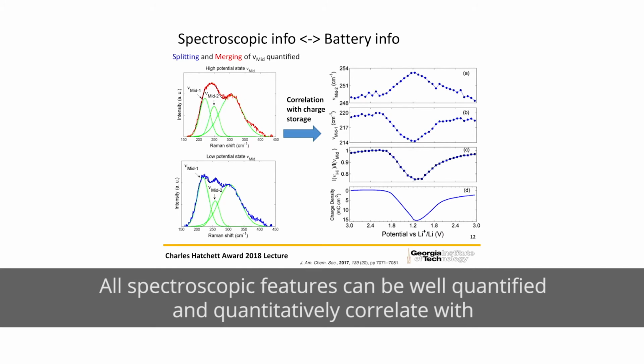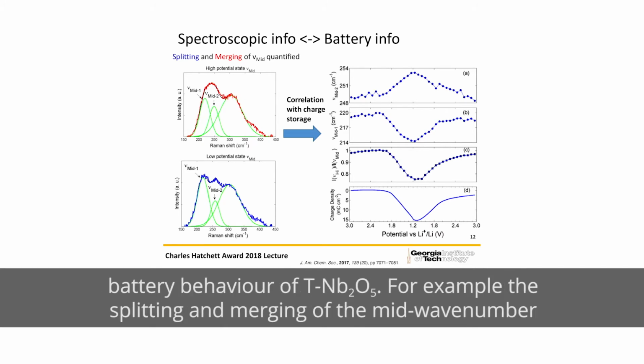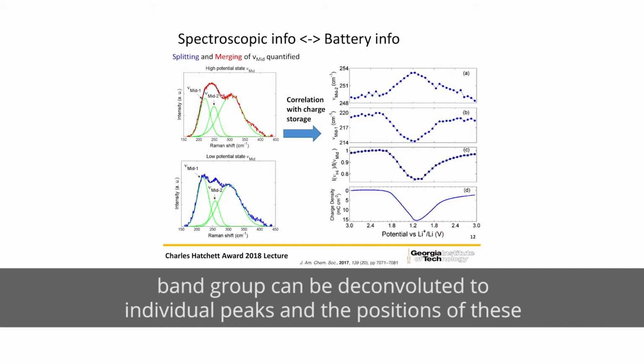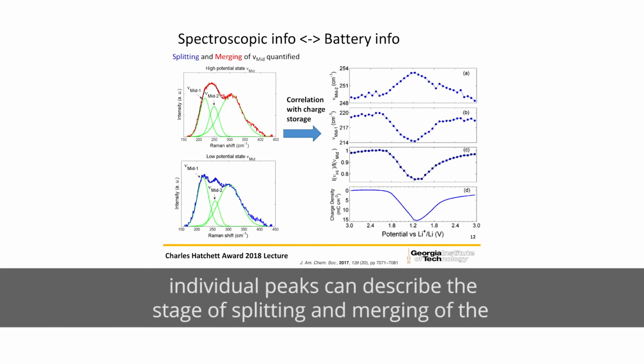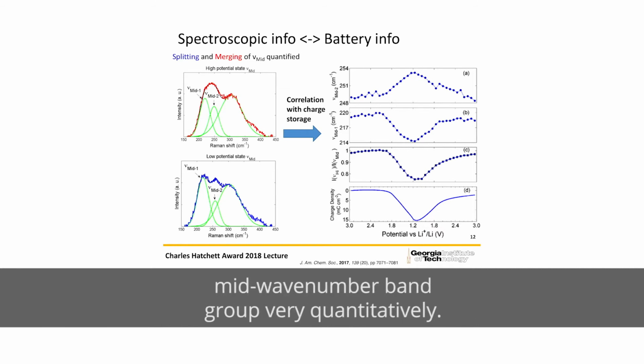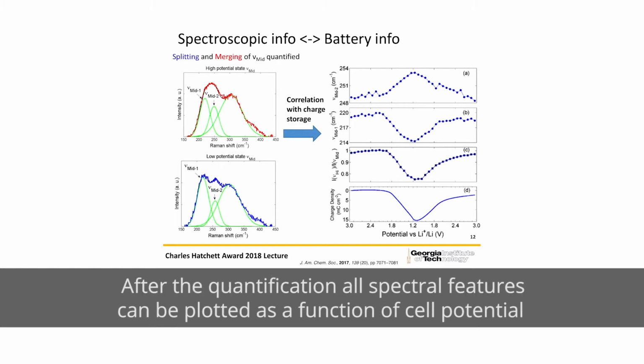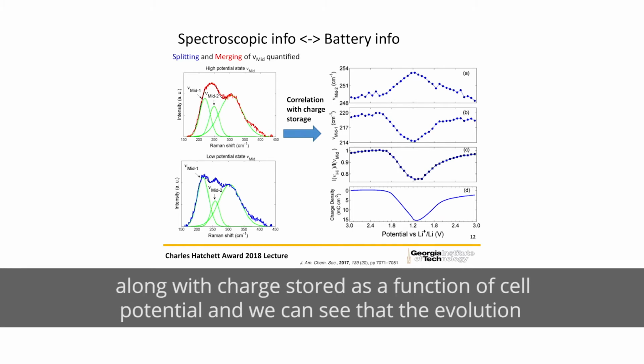All spectroscopic features can be well quantified and quantitatively correlate with battery behavior of T-niobium oxide. For example, the splitting and merging of the mid wave number band group can be deconvoluted to individual peaks, and the positions of these individual peaks can describe the stage of splitting and merging of the mid wave number band group very quantitatively. After the quantification, all spectral features can be plotted as a function of cell potential along with charge stored as a function of cell potential.